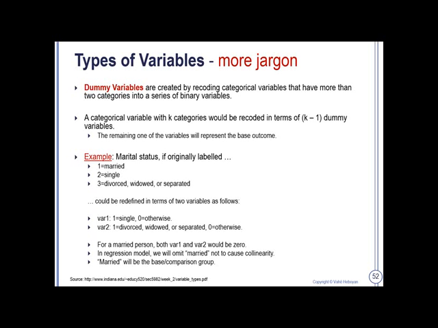Let's say someone's marital status is originally measured or labeled as 1 equals married, 2 equals single, and 3 equals divorced, widowed, or separated.